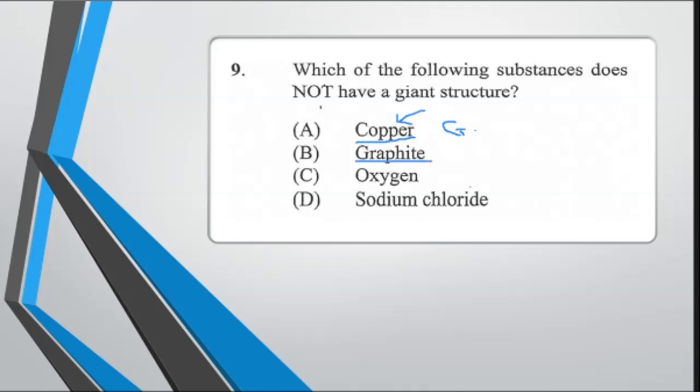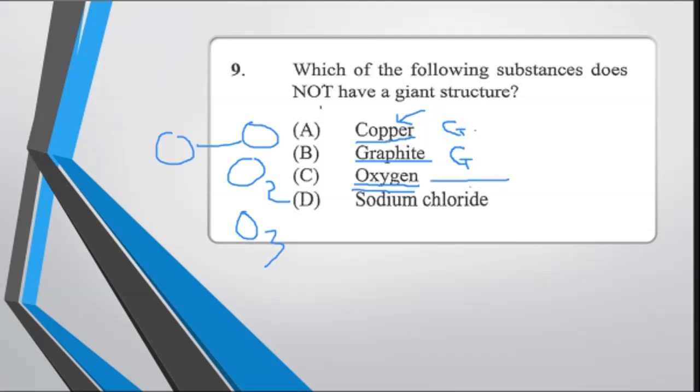Graphite is made of carbon, so graphite would have a giant covalent structure, right? Oxygen most times exists as a molecule, O2 gas, right? You might have O2 gas, or you might have O3 as ozone. But there is a covalent bond between one oxygen and another oxygen, but it's a simple molecule. So you have simple molecular bonds in oxygen.